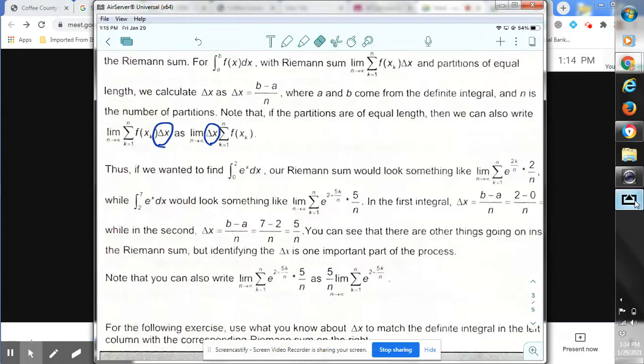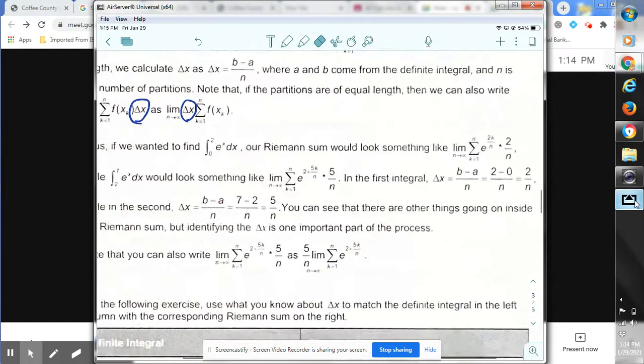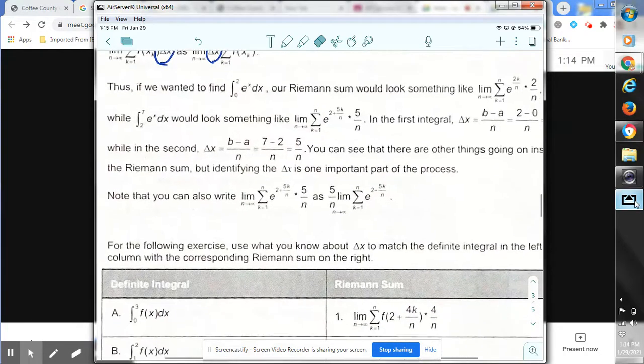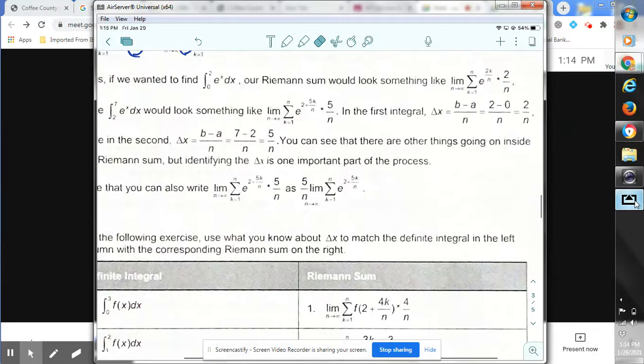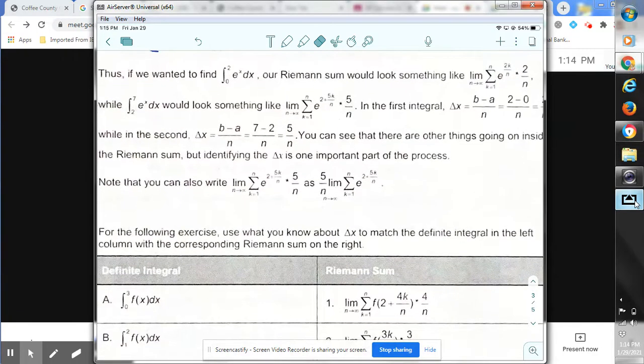Right, in the first integral, 5 minus a over n is 2 minus 0 over n, or 2 over n. While the second integral, we just talked about that, is 5 over n. You can see that things are going on inside the Riemann sum, but identifying delta x is one important part of the process. Note that you can also write this limit by taking the delta x and moving it in front of the whole limit. So that's possible also.